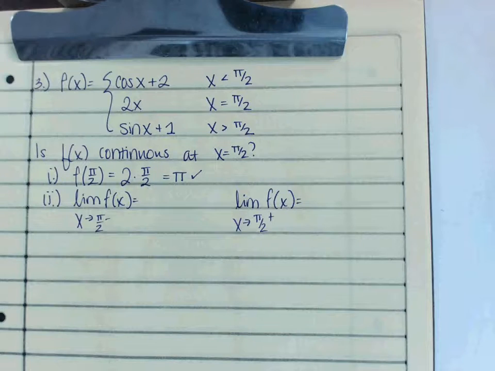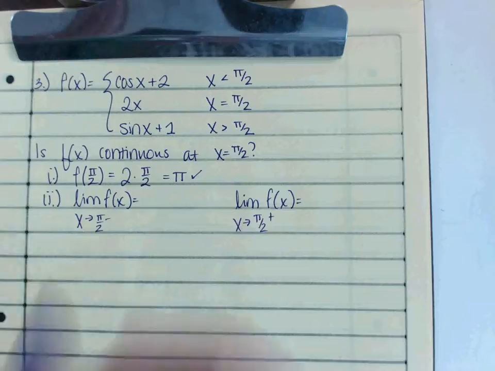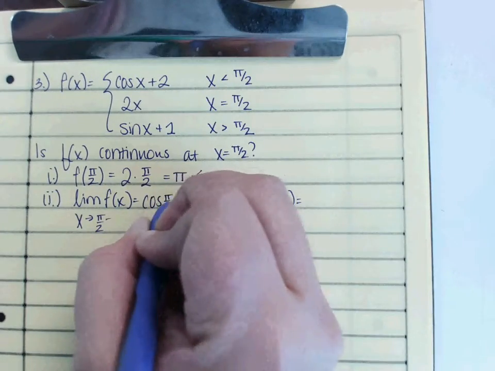We're taking pi halves, plugging into cosine. What's the cosine of pi halves? Okay, what is 0 plus 2?